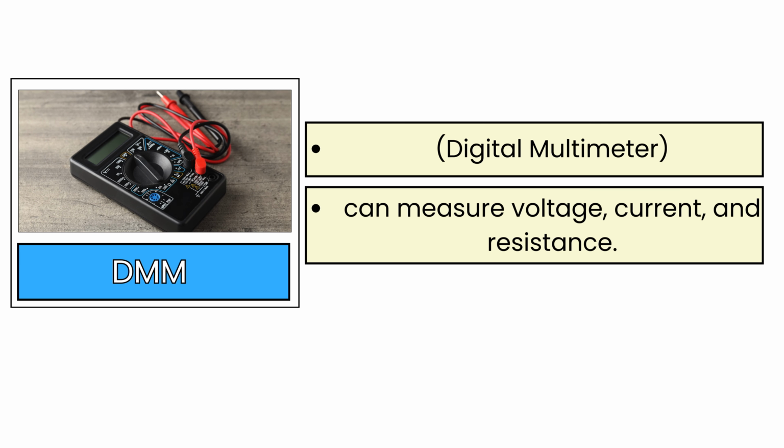DMM, digital multimeter, is a versatile tool that can measure voltage, current, and resistance all in one device.